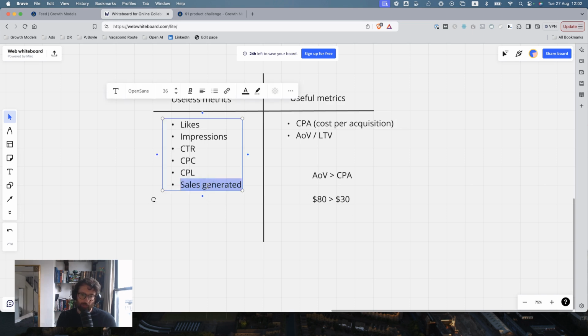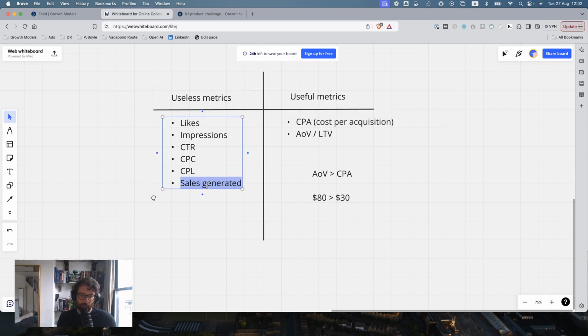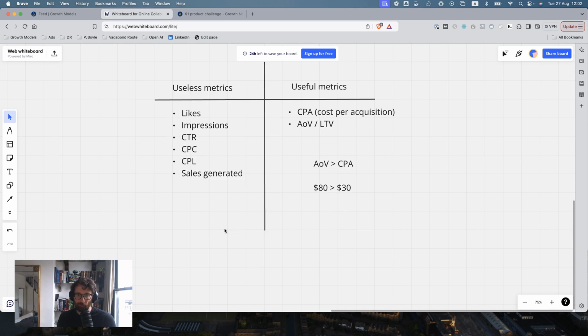If you're looking at this and thinking, why is sales generated on there? Sales generated is great, but if you generate 5 sales, which equals $500, $100 each, and you spent $1,000, your CPA of $1,000 for 5 customers is higher than your average order value of $500, and you've lost $500. So the number of sales generated is less important than these. These are the two stats that you really need to be thinking of.